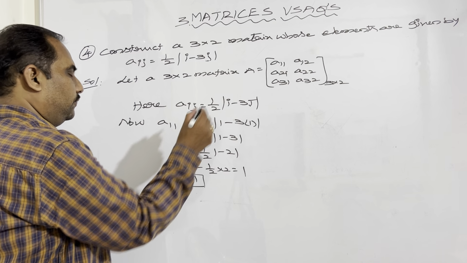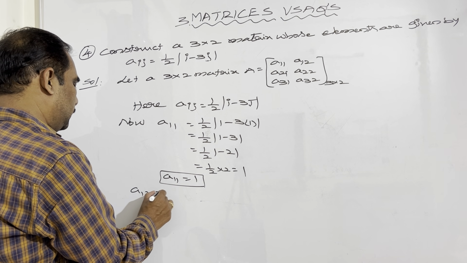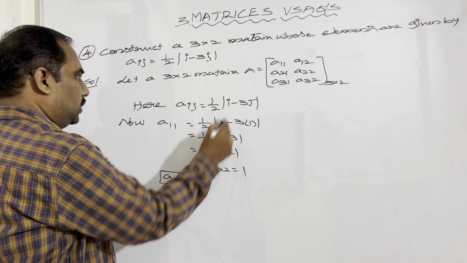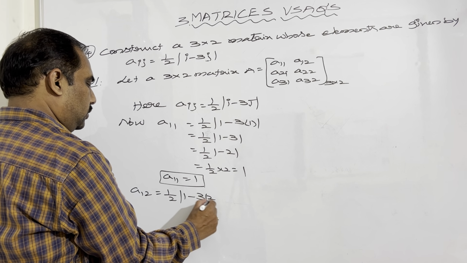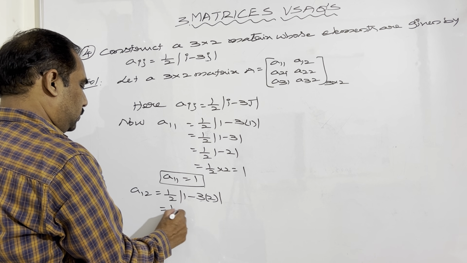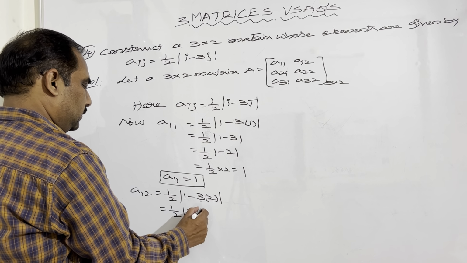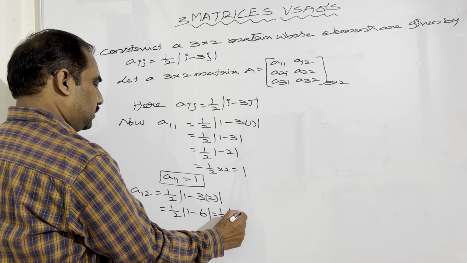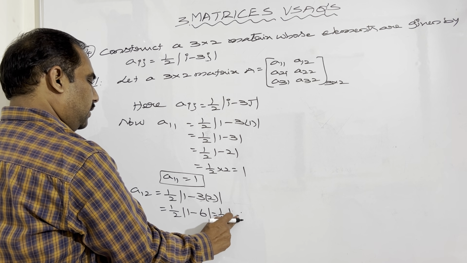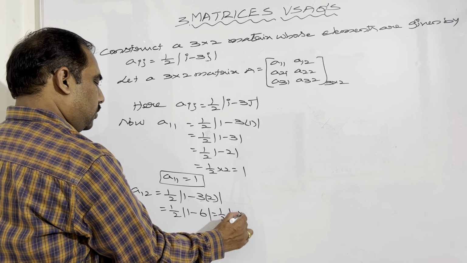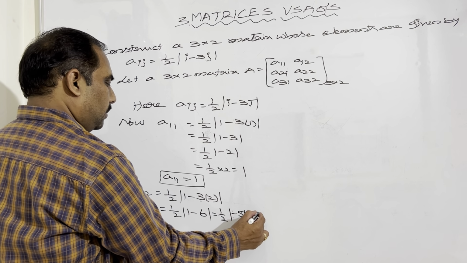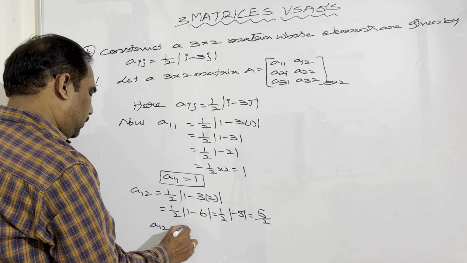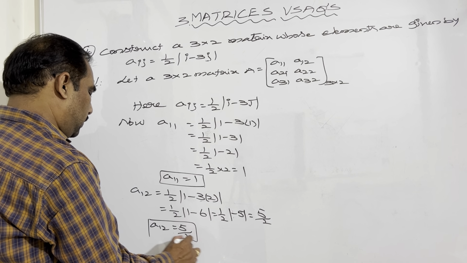Similarly, we find A12. A12 is equal to 1 by 2 into modulus of 1 minus 3 into 2, since I is 1 and j is 2. That is 1 by 2 into modulus of 1 minus 6, which is minus 5. The modulus of minus 5 is always plus 5, so A12 is equal to 5 by 2.